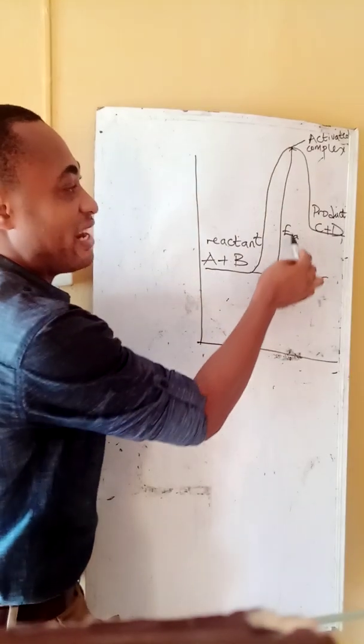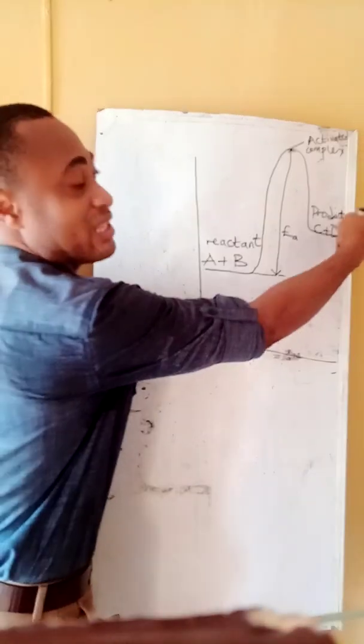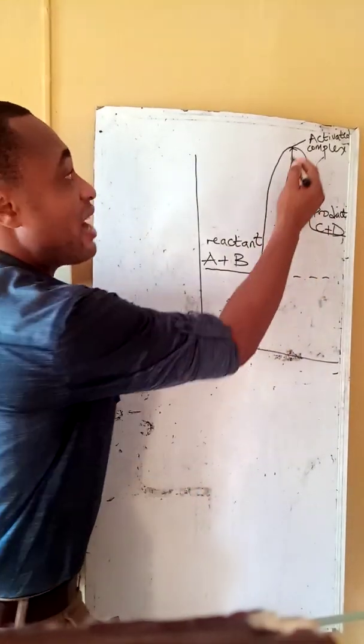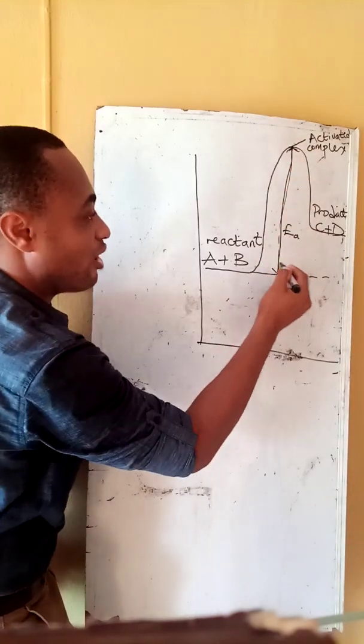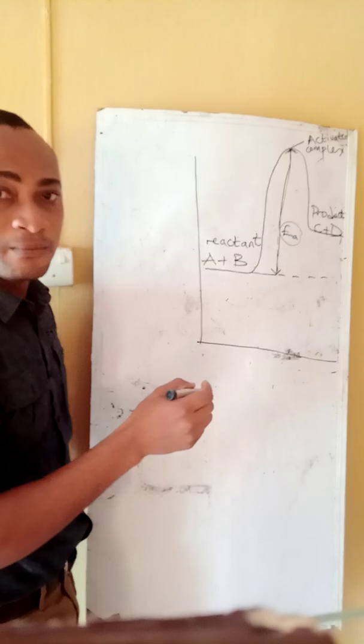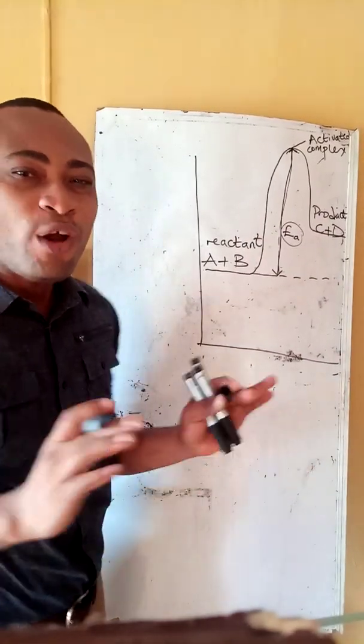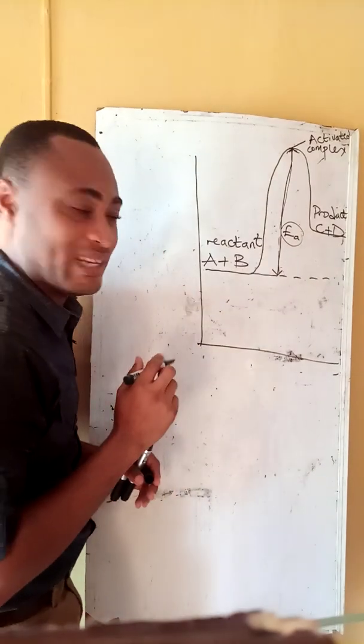That is the activation energy. It has no business with our product. Remember, it prevents this product from being formed. And that is why this line drawn, it gets to where your reactant is. This is my activation energy. Now, this reaction is without a catalyst. Now, what do you think will happen if I introduce a catalyst?